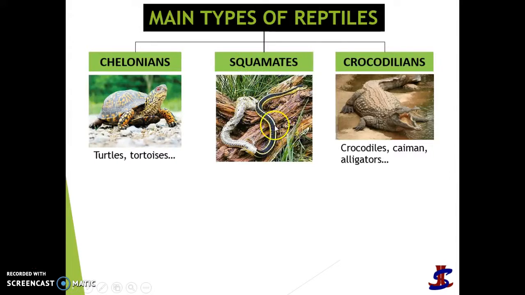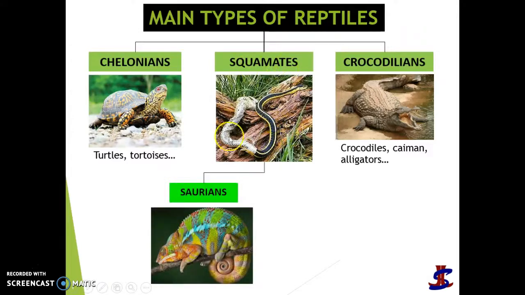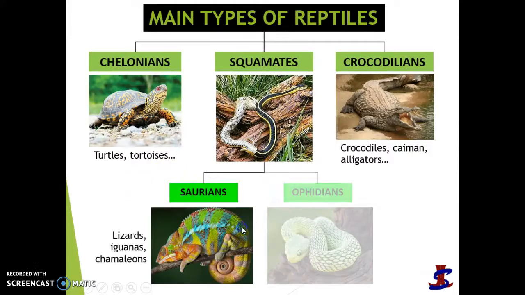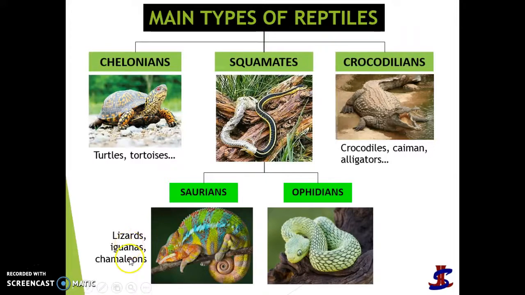They change their skin. So in this group, there are two subgroups. On one side, they are saurians, okay? They have four legs, and they are like lizards, iguanas, chameleons. And then there are ophidians, which are the snakes, okay? They don't have legs. So both saurians and ophidians change their skin, okay? That's the main characteristic of squamates. Let's take a closer look at each group.